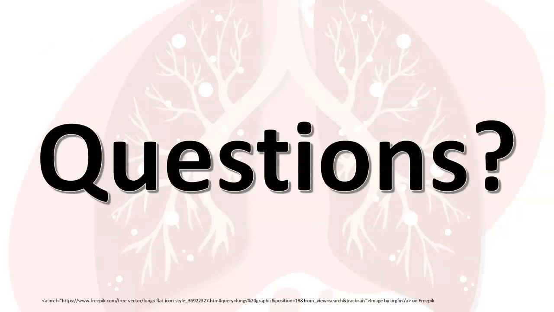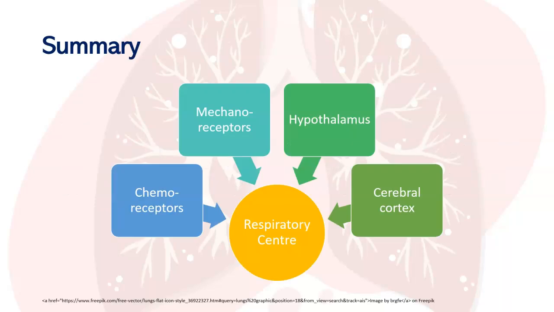Okay, so that was a quick run through some clinical examples of the physiology of respiratory control. If you have any questions, you can bring them up in class. Again, in summary, we looked at the control of respiration through the respiratory center and the effect of chemoreceptors, mechanoreceptors, the hypothalamus, and the cerebral cortex in this context.